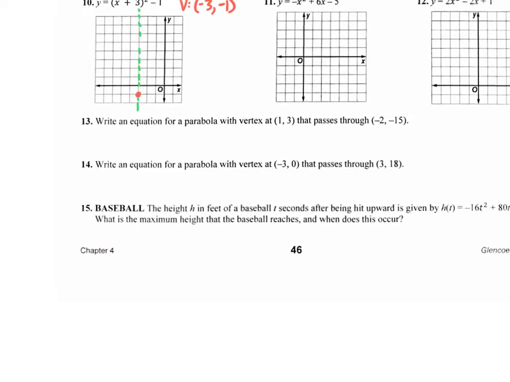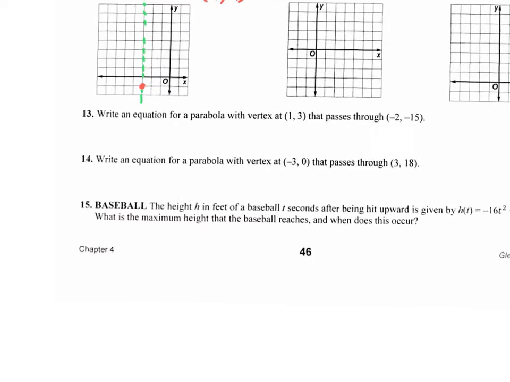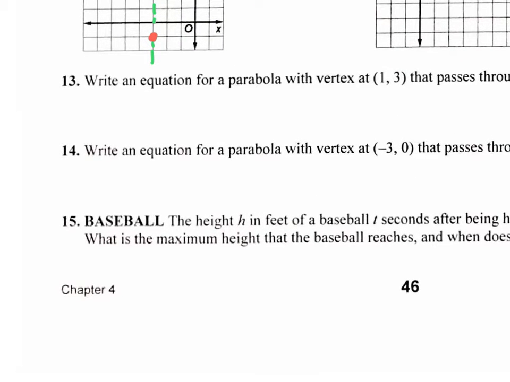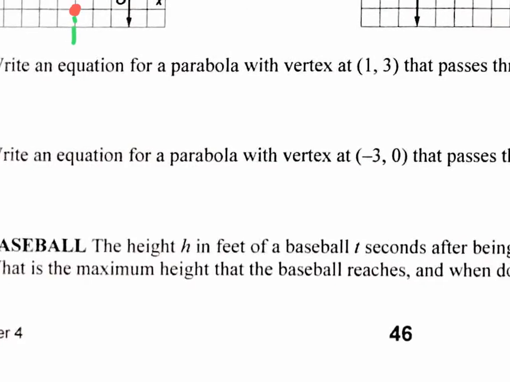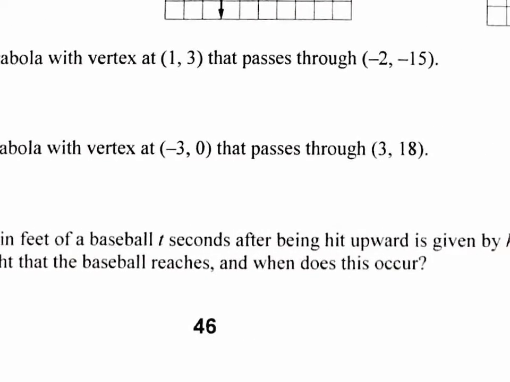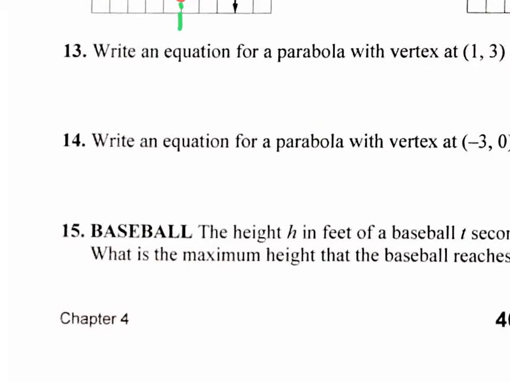But I do want to focus in on number 13 right now. 13, I've seen on the final exam, ladies and gentlemen. 13 and 14, or those types of questions, not those exact questions. But it says, write an equation for a parabola with the vertex 1, 3, and passes through negative 2, negative 15. So when they say write an equation, which form would you like to use?